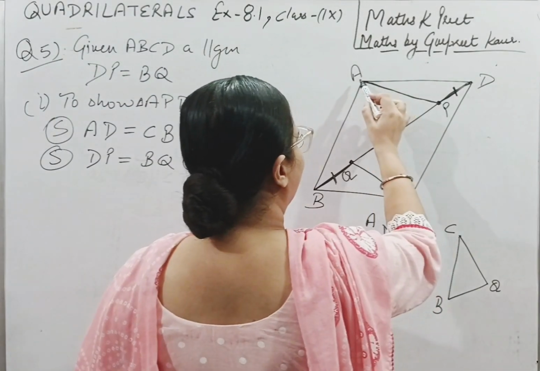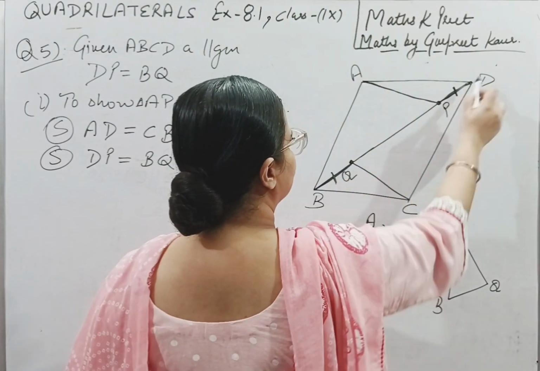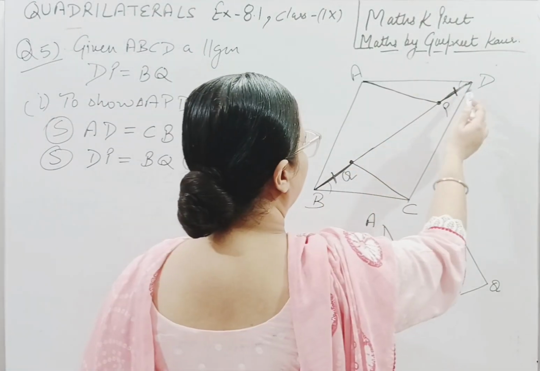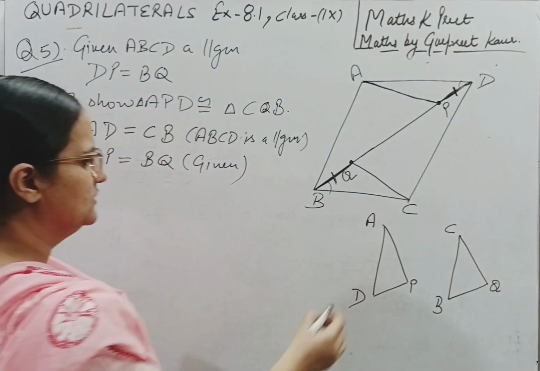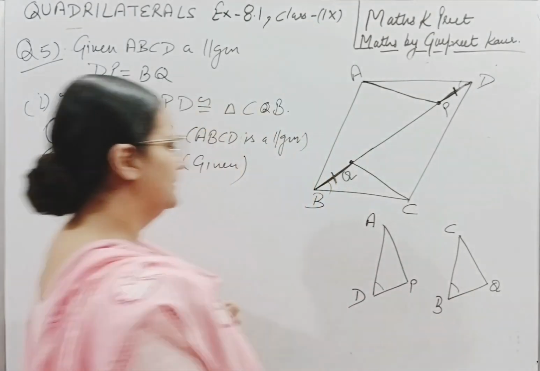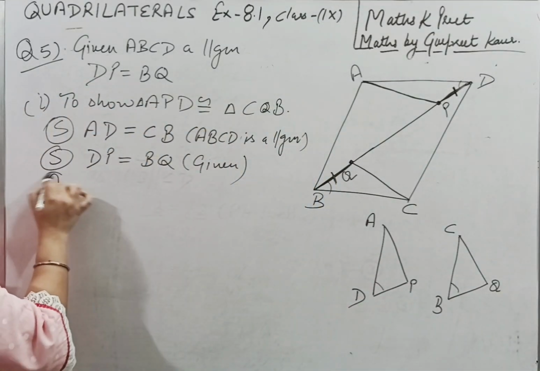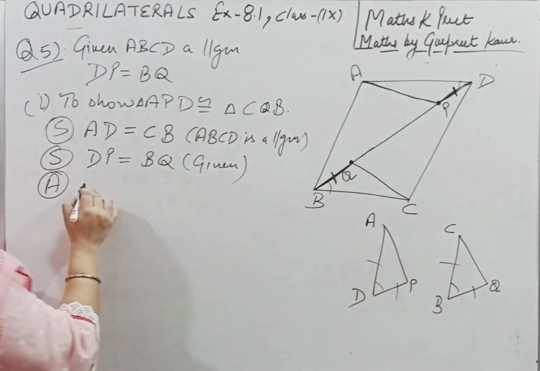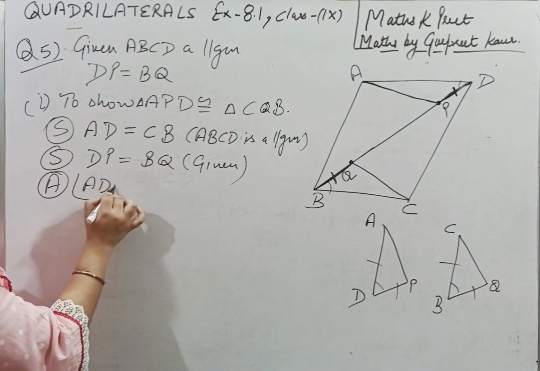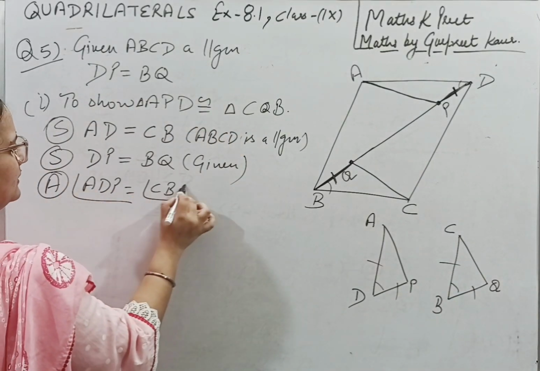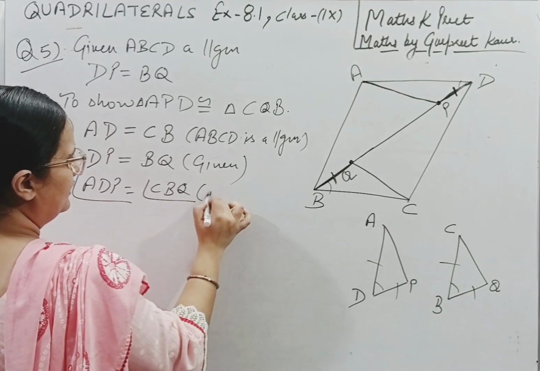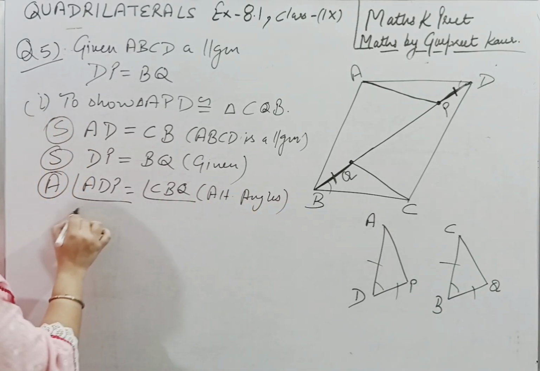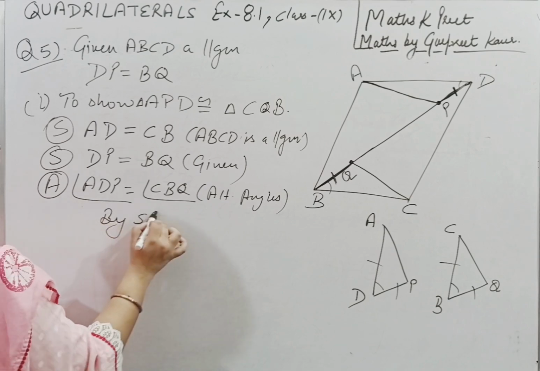In this parallelogram, these two are parallel sides. This is a transversal. So angle D will be equal to this angle B. Why? Because alternate pair of angles. So angle D will be equal to angle B. So I'll write this is an angle which is included. Okay, this side and the included angle. So angle ADB will be equal to angle CBQ. Why? Alternate pair of angles, alternate angles. Therefore, by side angle side.